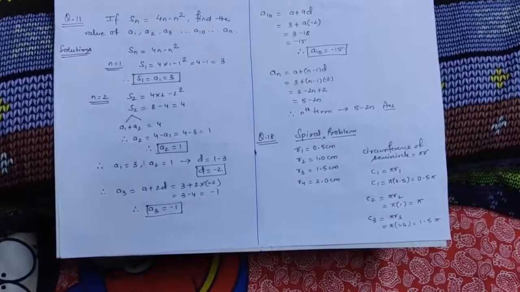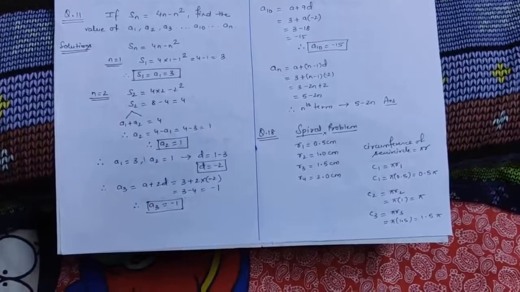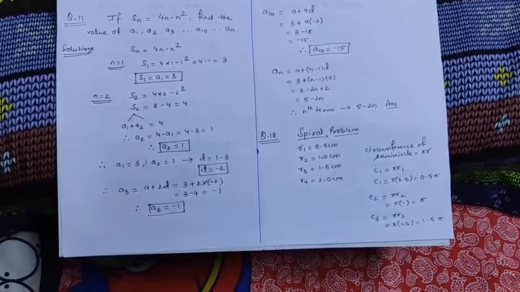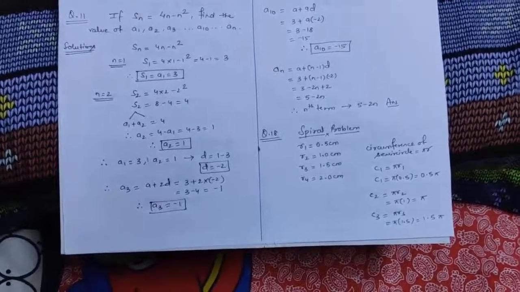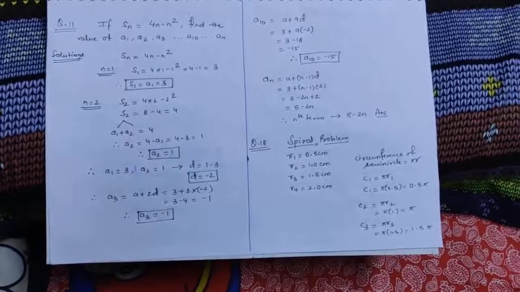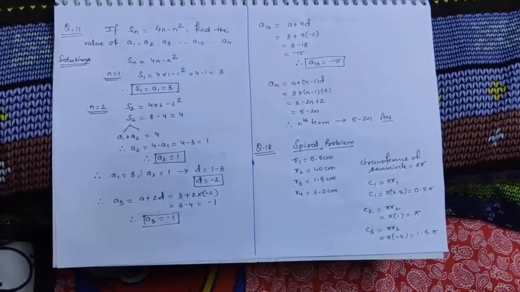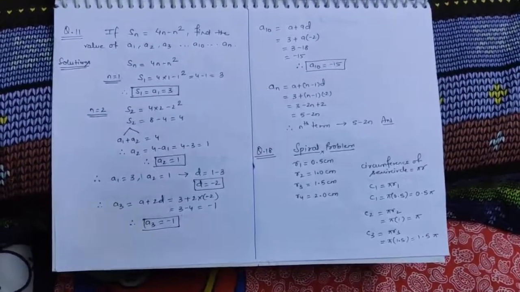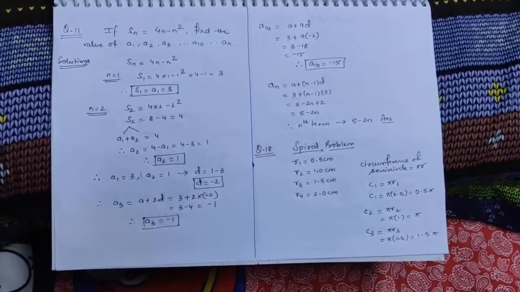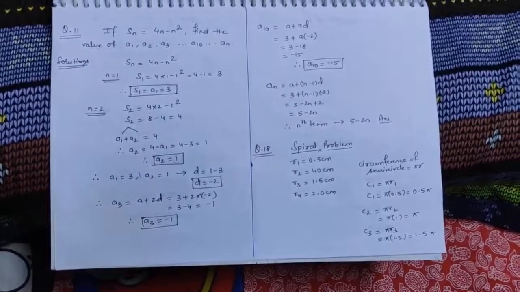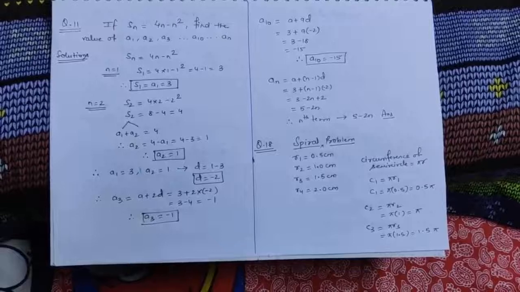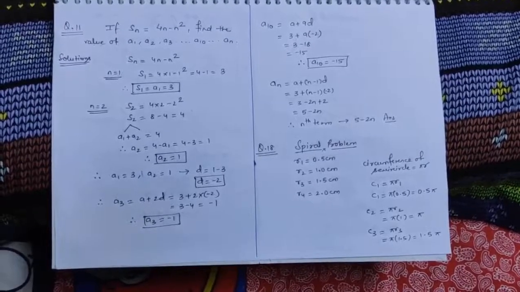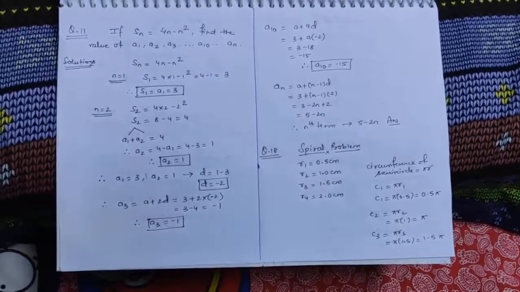Now n is equal to 2 will give us s2 is equal to 4. Now s2 is the combination of two terms, which is a1 and a2. So a1 plus a2 is equal to 4. Substituting the value of a1, we get the value of a2 as 1. Now in order to calculate d, which is a2 minus a1, 1 minus 3, I got minus 2. Now we have a as 3 and d as minus 2.